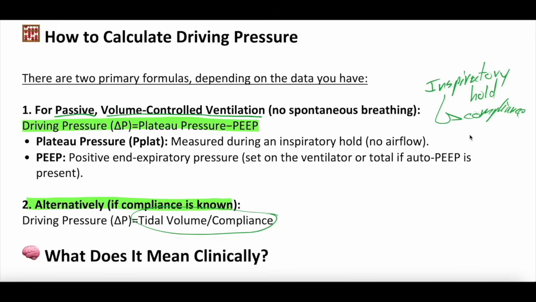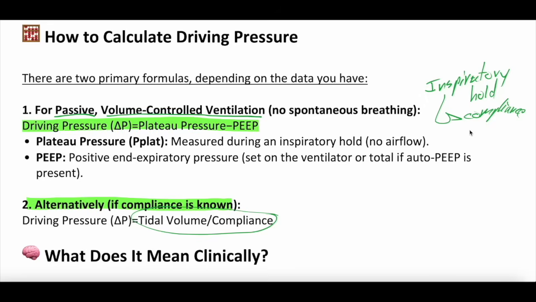And if we really think about this, what we're saying is I'm going to push a breath in and hold it, which is going to help me see alveolar pressures, lung compliance. And I'm going to subtract the PEEP from that. And it's going to give me a number. And the lower the number, the better. Which essentially means the higher the PEEP and the lower the plateau pressure, the better. Whereas if the plateau pressure is going up more than the PEEP is going up, the driving pressure will be higher, and that is worse.